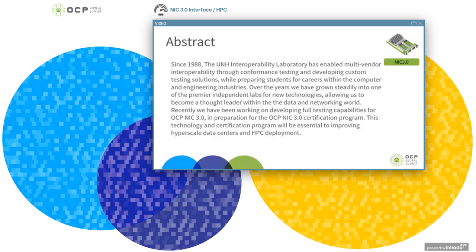Recently, we have been working on developing full testing capabilities for OCP NIC 3.0 in preparation for the OCP NIC 3.0 certification program. This technology and certification program will be essential to improving hyperscale data centers and HPC deployment.